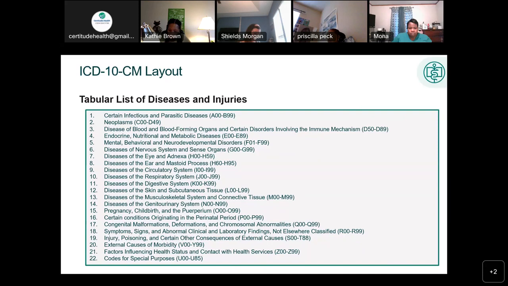Alrighty. Now, highlight on page G7. Page G7. On page G7, I want y'all to highlight C. So C is chapter-specific coding guidelines. And this is where our meat is going to be.